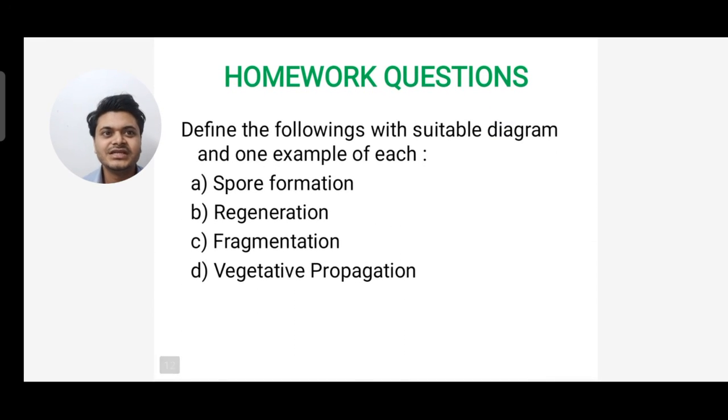So students, these are the homework questions. First, define the following with suitable diagrams and one example of each: spore formation, regeneration, fragmentation and vegetative propagation. You have to define it, draw a suitable diagram, and also write one example of each in your biology copy.